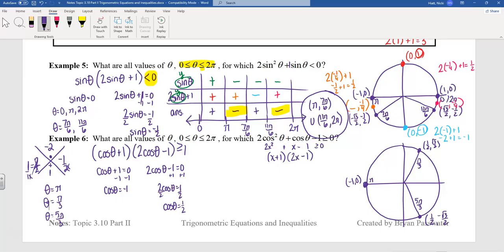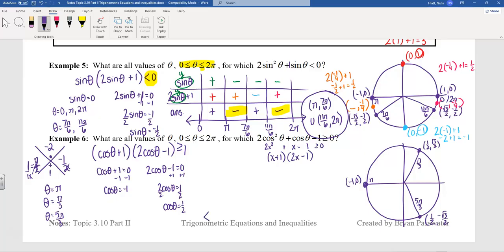On tomorrow's quiz, you might get a problem like this, except it will have an equal sign, and your answers will be pi over 3 and 5 pi over 3. Those will be your answers. But having the inequality really kicks us up a notch. It makes it pretty significantly more difficult by putting that inequality there.